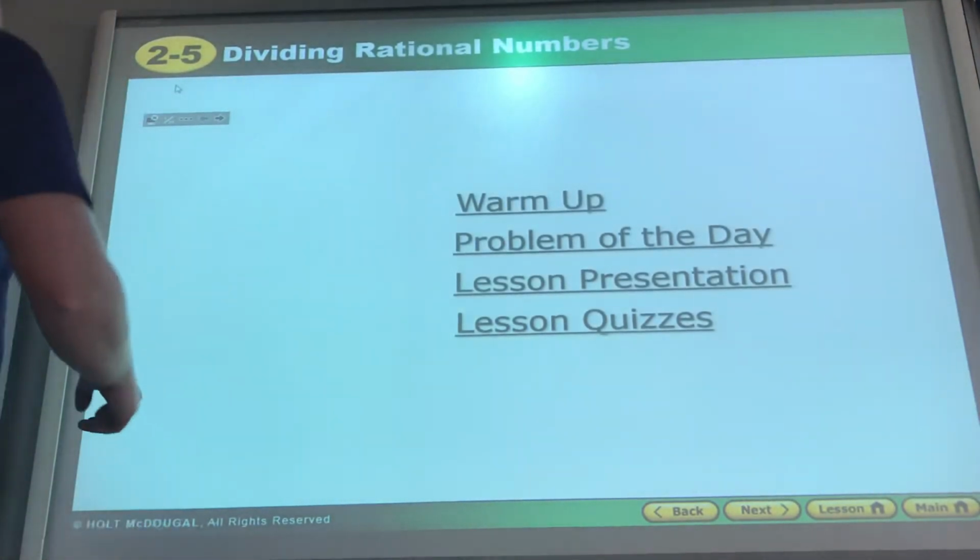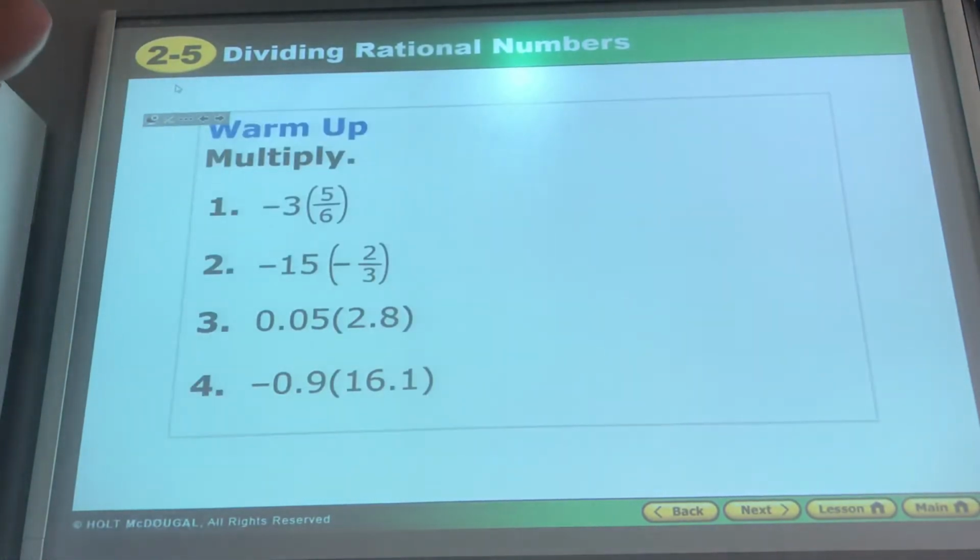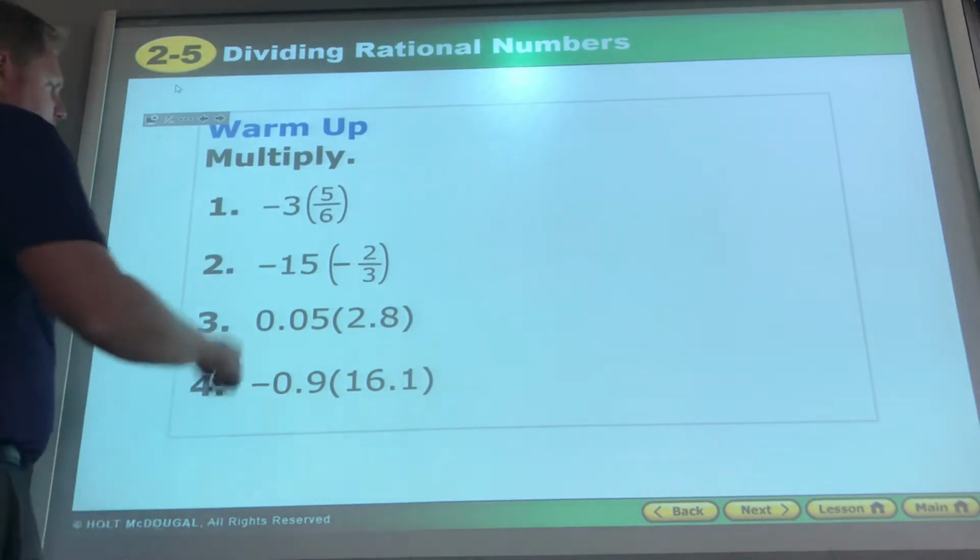Dividing rational numbers. Now we go the other way. All right, our warm-up is to turn and do all the multiplication that we did yesterday. Hopefully you remember.